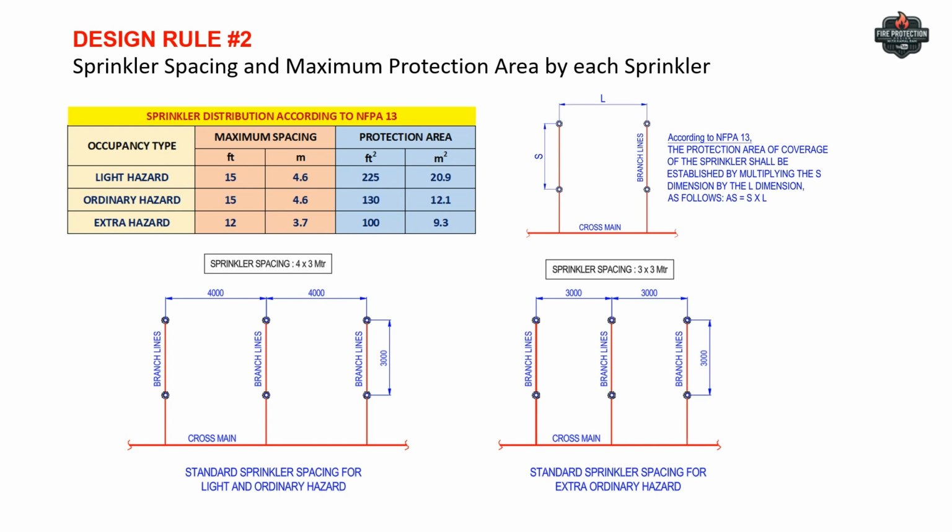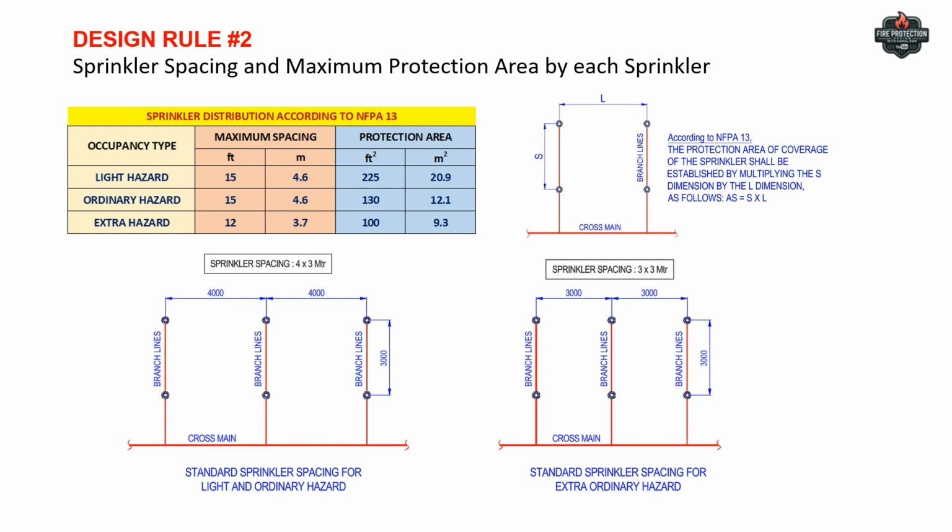Now we'll be discussing the distribution of sprinklers as per NFPA 13, one of the most critical aspects of fire sprinkler design. First, let us talk about sprinkler spacing. According to NFPA 13, the maximum allowable spacing between sprinklers depends on several factors, including the type of hazard classification and the type of sprinklers being used. For example, in light hazard and ordinary hazard occupancy, the maximum spacing between sprinklers can go up to 15 feet or 4.6 meters, while for extra hazard occupancies, it can extend up to 12 feet or 3.7 meters.